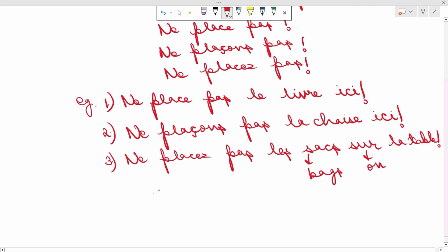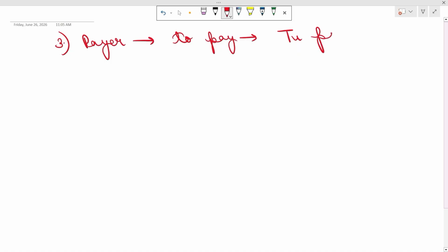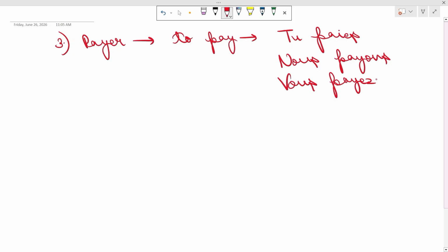Let's take one more example. Third verb, payer, which means to pay. In tu form, it is tu paies, nous payons and vous payez. So, since it is an er ending verb, we will remove this s and we will remove the subject pronouns.